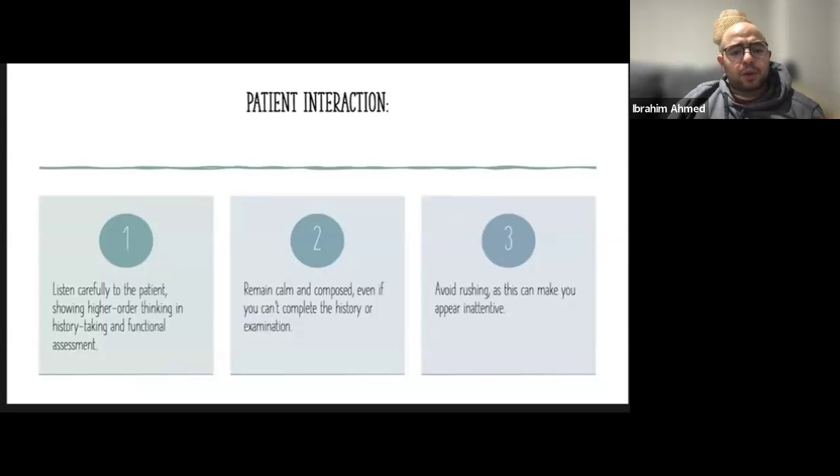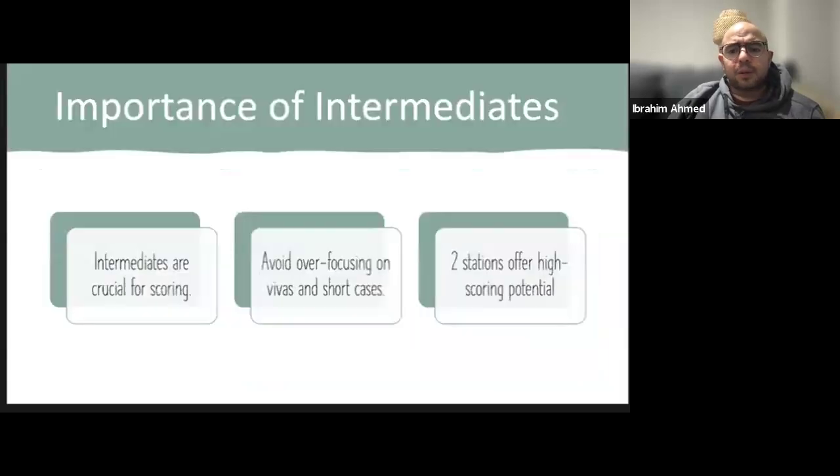Even if you don't finish the history of the examination, you're not meant to finish all of it in 5 minutes. If you have a complex case, it would take you longer in real life. And avoid rushing. You can lose easy marks if you start to rush your patient, and then you can come across a bit abrupt. So listen, calm, confident, show how you do it on your normal day practice.